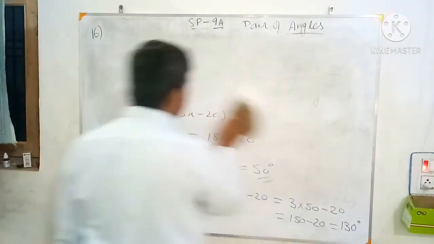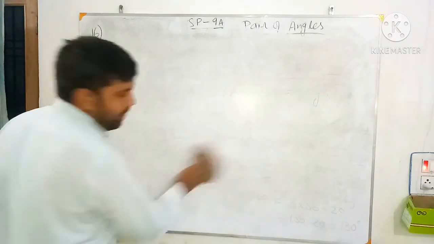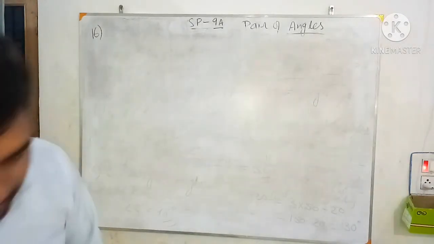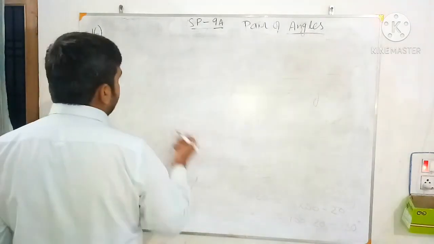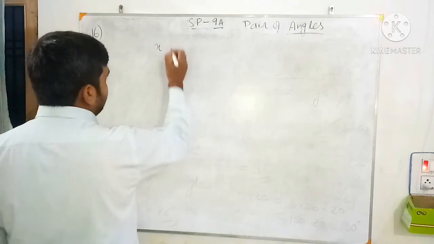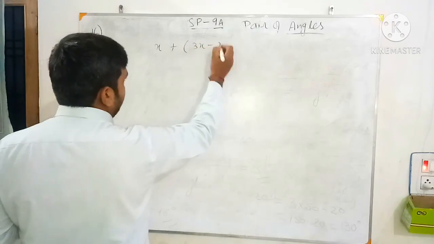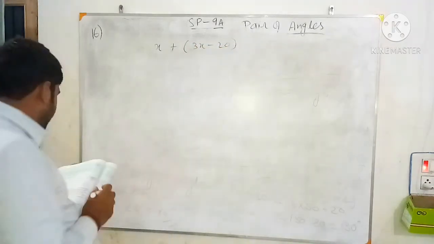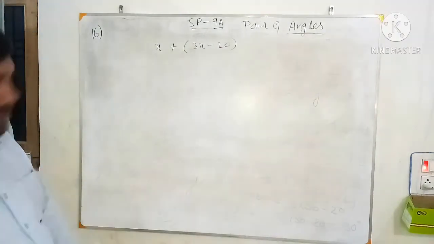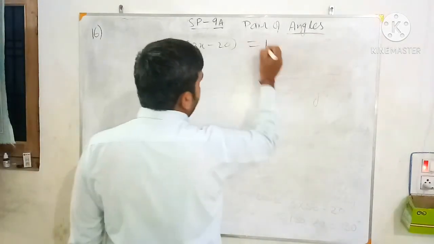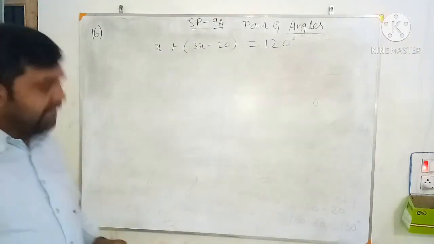Since it is given in the question that the angles are adjacent and form an angle of 120 degrees, the smaller angle is x and the larger angle is 3x minus 20, which is 20 less than 3 times the smaller. And the sum of these two angles is 120 degrees, because these two are adjacent angles. So now you solve it, you will get the value of x.